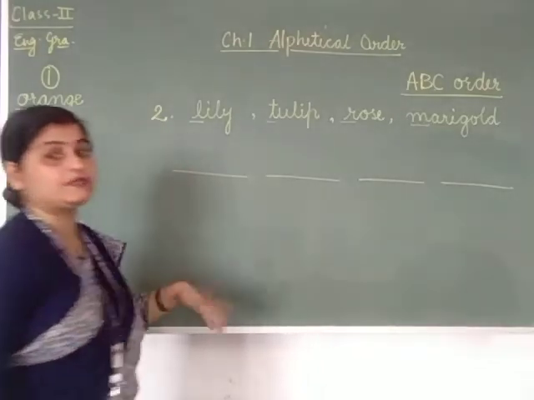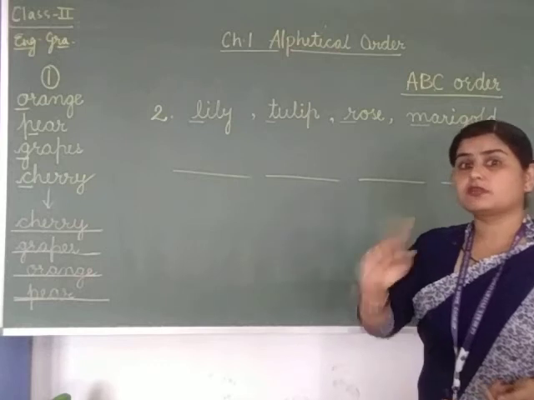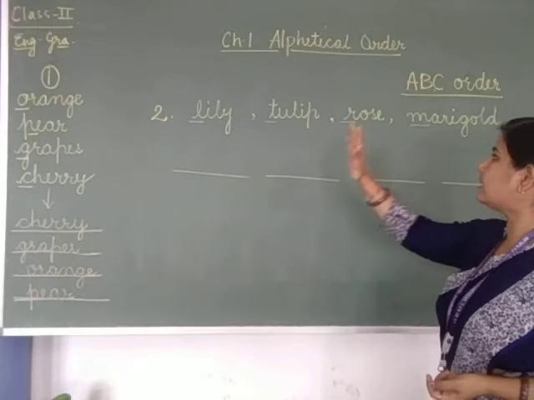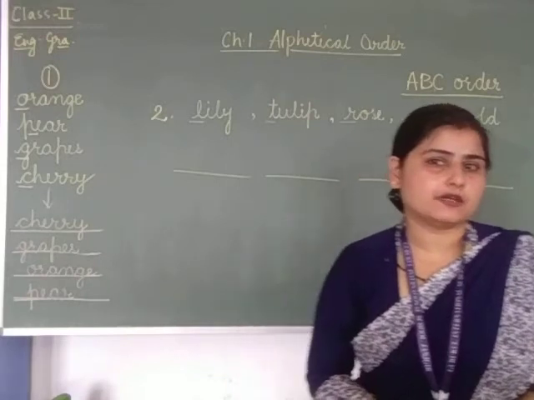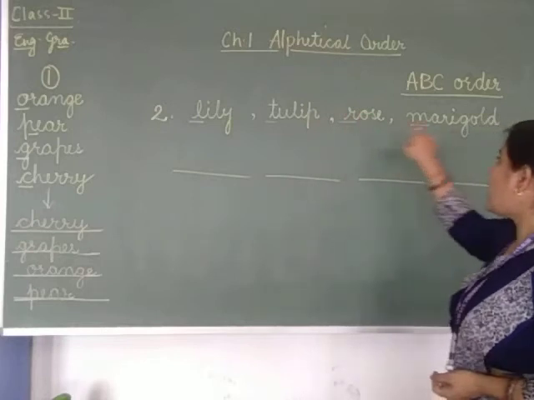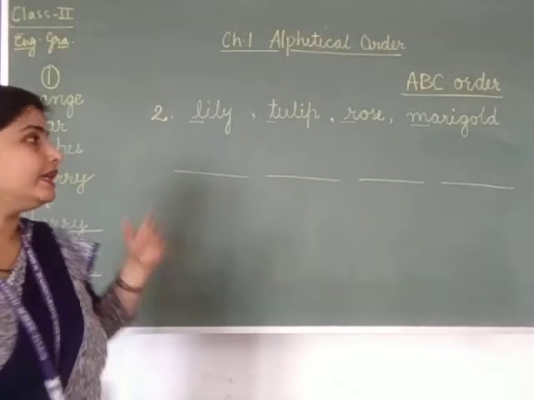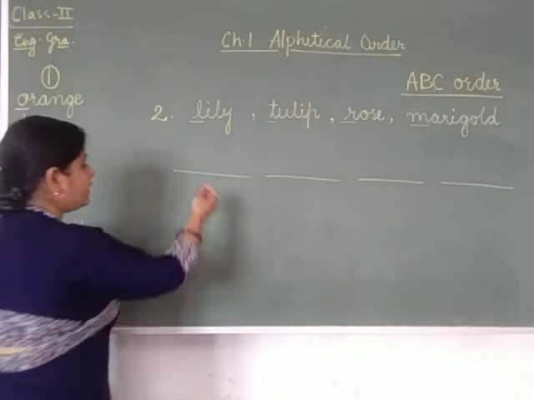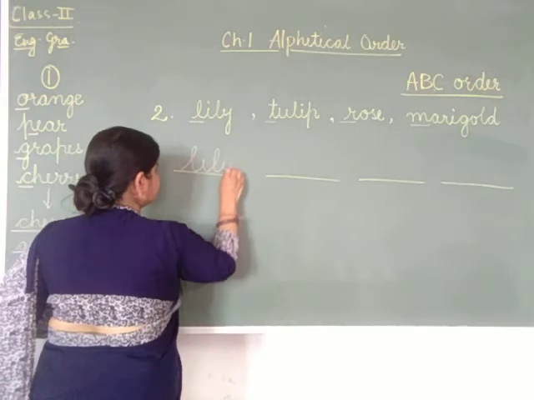Then what will I do? I will start saying A, B, C, D, E, F, G, H up to Z. It is not needed to say up to Z. I will just wait for the letter that I come across first. So here I am saying ABC for the letters L, T, R and M. So here I go. A, B, C, D, E, F, G, and the letter that I got is L. That means lily will come first.